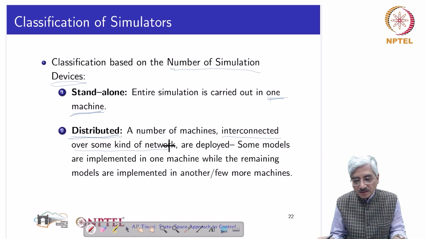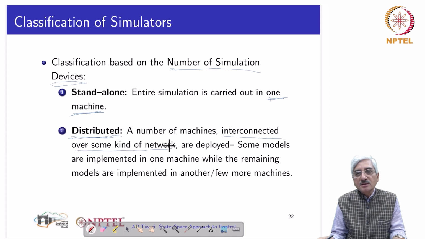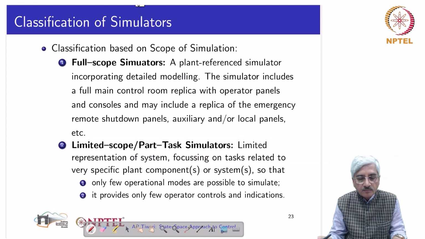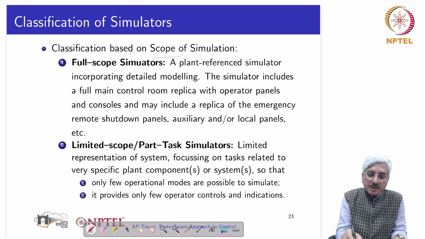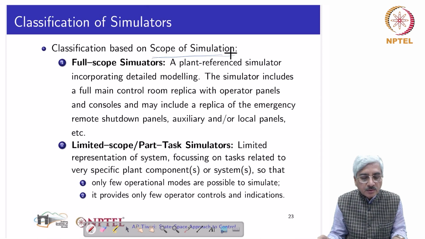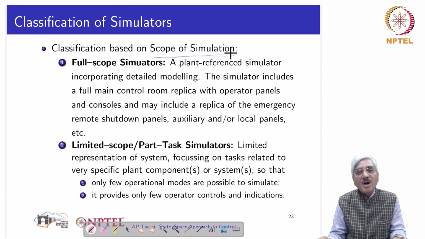Sometimes it is necessary to distribute the computations also in different machines because the computations may be very complex and real-time implementation may require this distributed computing. Both the things are possible. Classification based on scope of simulation leads us to full scope simulators or limited scope or part task simulators.